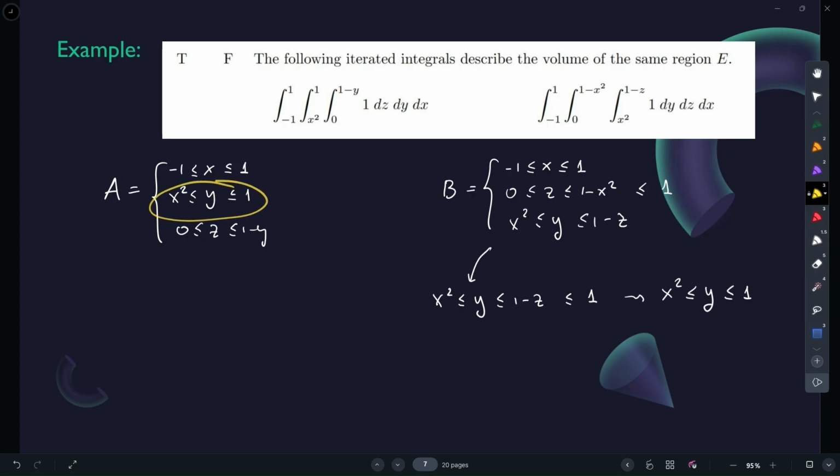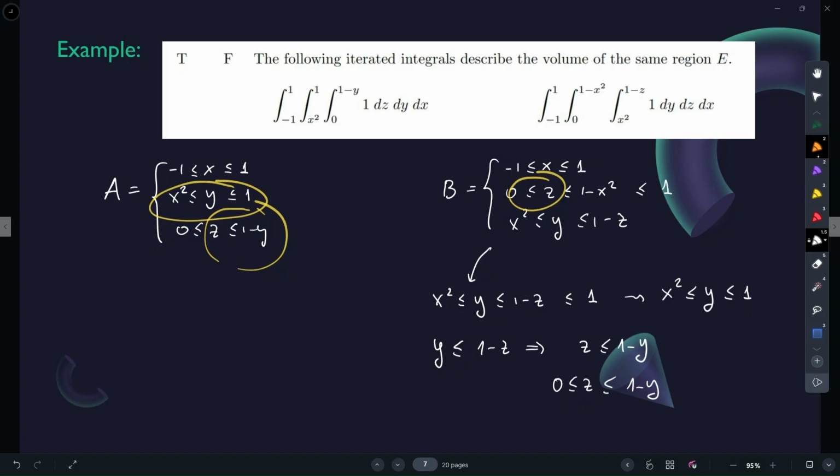And what about the z coordinate in terms of y? We have, first of all, that y is less or equal to 1 minus z. And this tells me that z is less or equal to 1 minus y, which is this part of that inequality. On the other hand, we do know that z is bigger or equal to 0. So we also have that z is between 0 and 1 minus y.